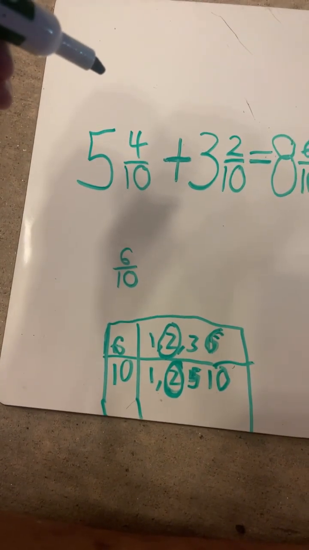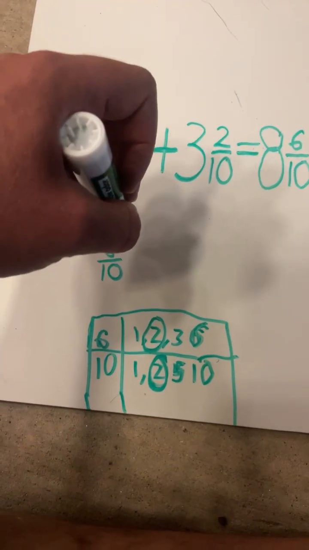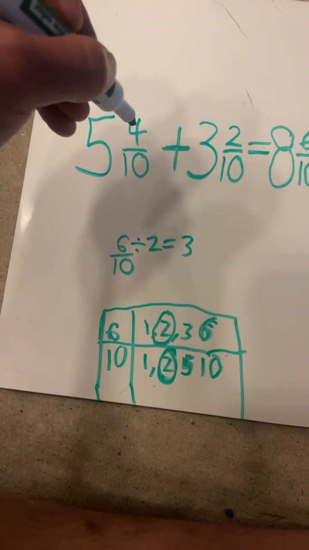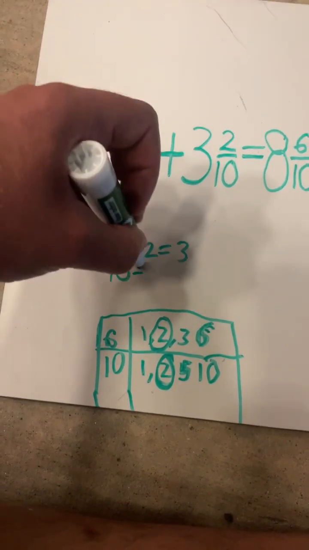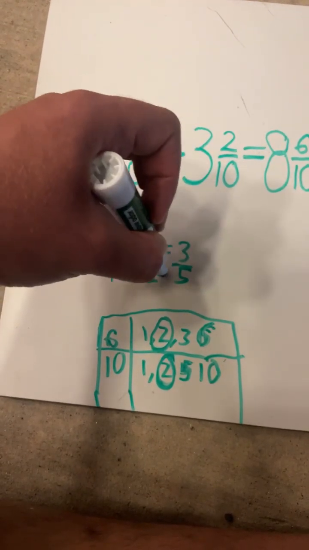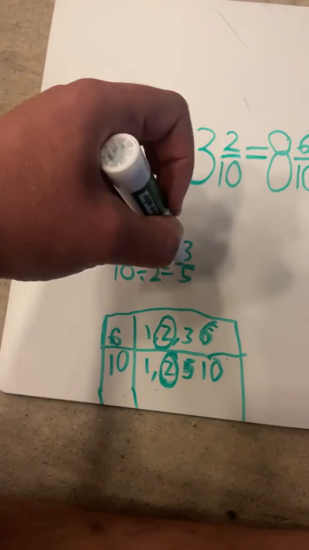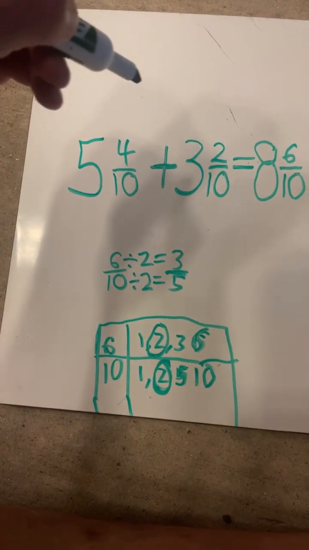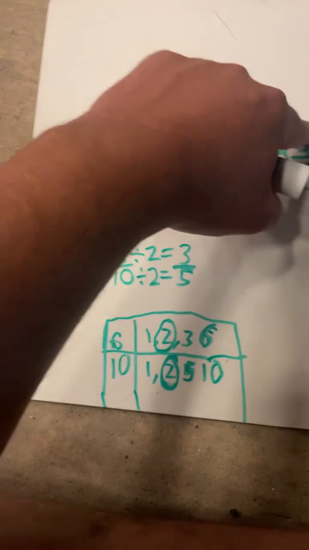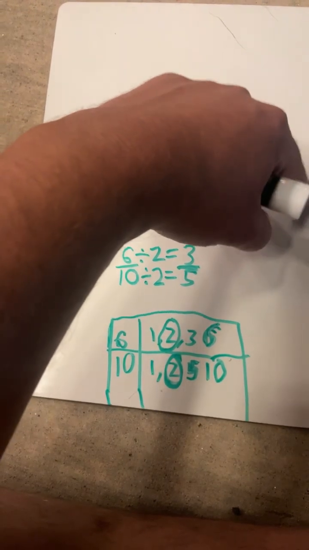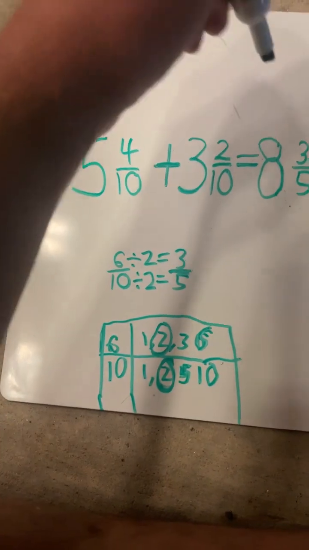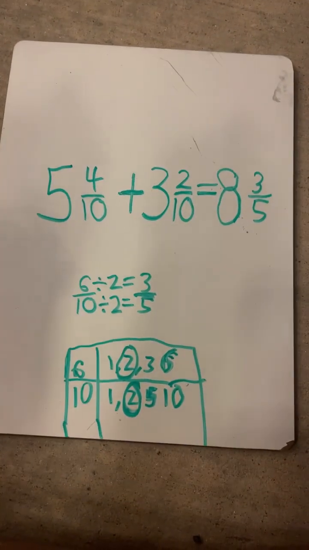So that's what we have to divide by to reduce the fraction to lowest terms. So 6 divided by 2 equals 3. 10 divided by 2 equals 5. So 6/10 reduced to lowest terms is 3/5. So there we have our final answer, with the mixed number reduced to lowest terms.